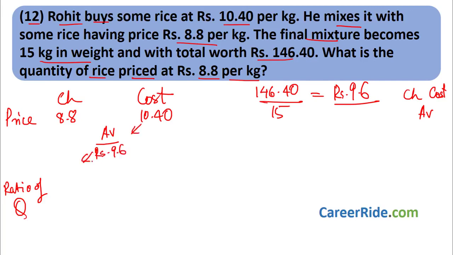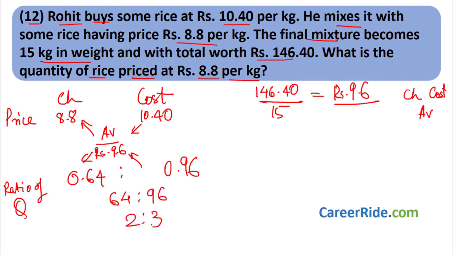So what do we get over here? 10.40 minus 9.6 is 0.64, okay, and 9.6 minus 8.8 is nothing but 0.96. Ratio is 64:96. So 32 2s are, 32 3s are. So the ratio of the cheaper rice to the costlier rice is 2:3, right?